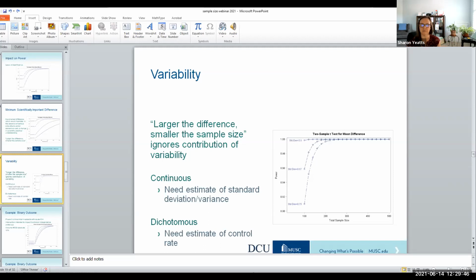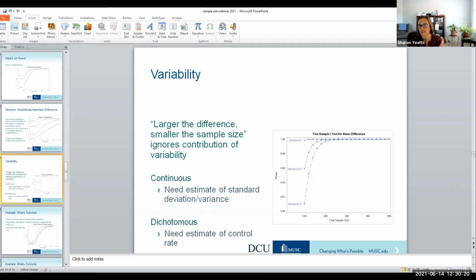In the continuous case, you need an estimate of the standard deviation or the variance of whatever endpoint it is that you've chosen. And so again, I've varied here the sample size along the x-axis, power along the y-axis, and I've changed only the standard deviation for a fixed effect size and a fixed alpha. You can see in this case, I could have gone much further down because my power is very high. Even with 100 subjects, if my standard deviation is 0.75, I have 91% power. It's 0.67, 0.5. So you can see how it changes, okay?